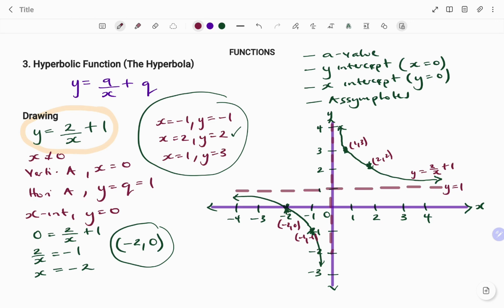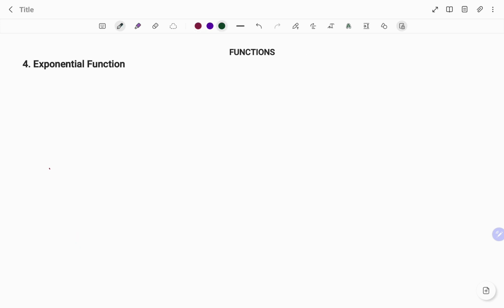So going to the last but not the least function, that will be my exponential function. For my fourth function, the exponential function, the equation will be y equals a times b to the power of x plus q. The value of q remains the same. That's my vertical shift.